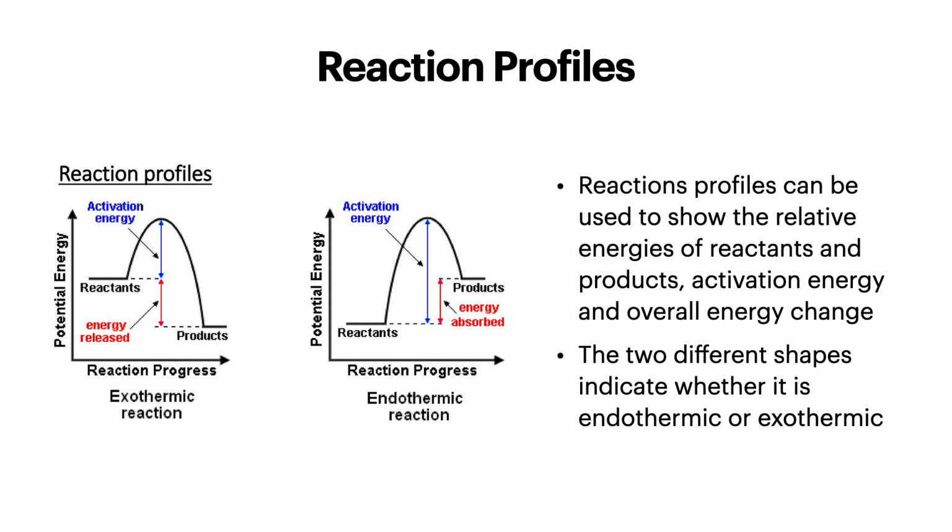So these can be used to show the relative energies of reactants and products, activation energy, and overall energy change. The two different shapes indicate whether it's endothermic or exothermic, but really make sure you fully understand these. Of course, if you do have any questions about them, then feel free to fire away in the comments. You really need to be able to understand these because there is the potential for you to be asked to recreate them in the exam.